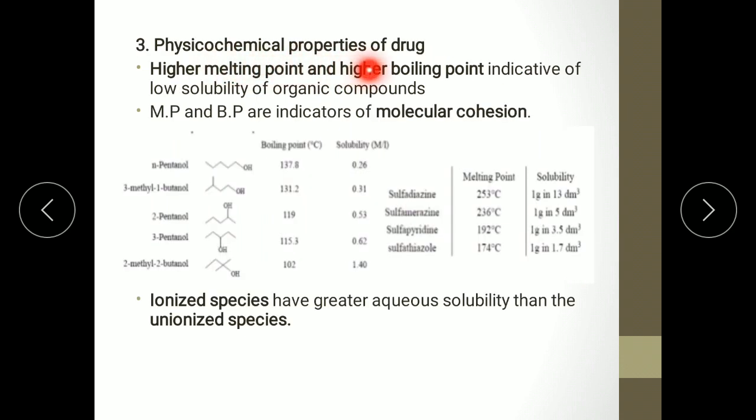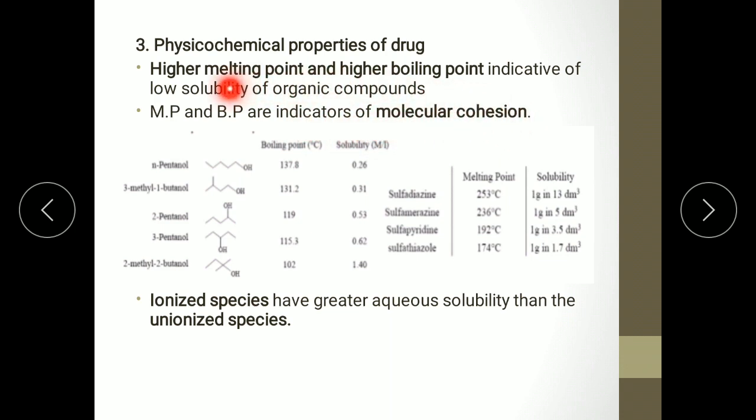Next is the physicochemical properties of the drug. Higher melting point and higher boiling point are indicative of low solubility of an organic compound. Now, melting point and boiling point are indicators of molecular cohesion. Molecular cohesion means there is an association between like molecules, similar types of molecules attracted towards each other by cohesive forces, and melting and boiling points are indicators of this molecular cohesion.